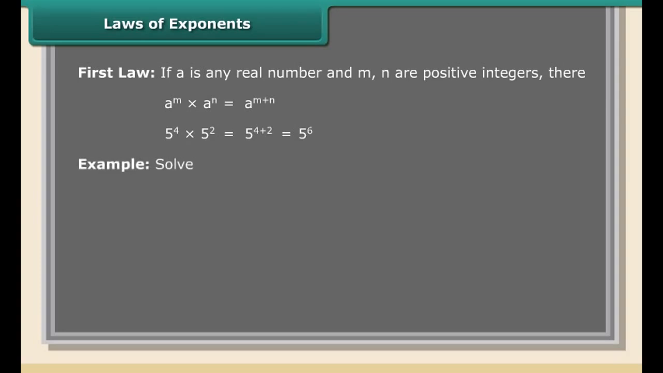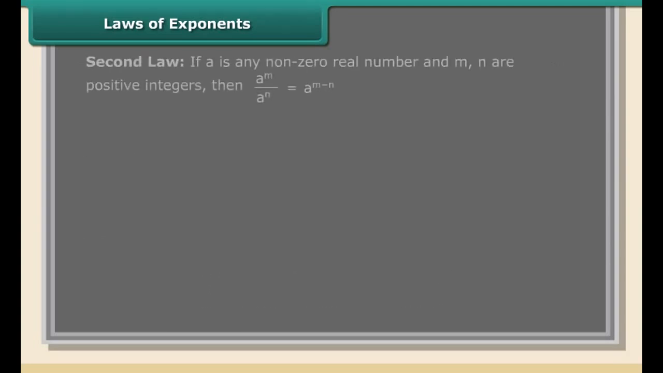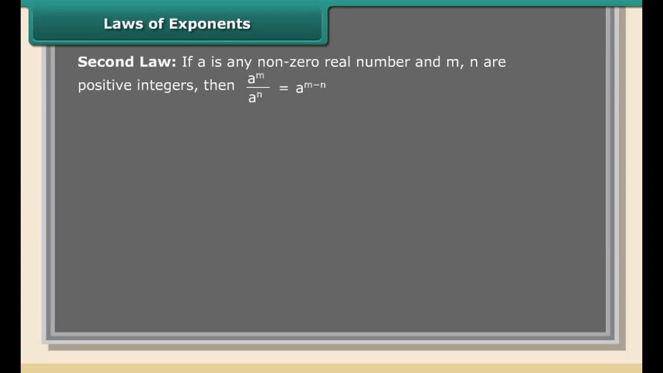Example. Solve (2/7) raised to the power 7 × (2/5) raised to the power 2. Solution. (2/7) raised to the power 7 × (2/5) raised to the power 2 is equal to (2/7) raised to the power 7 plus 2, which is equal to (2/7) raised to the power 9.